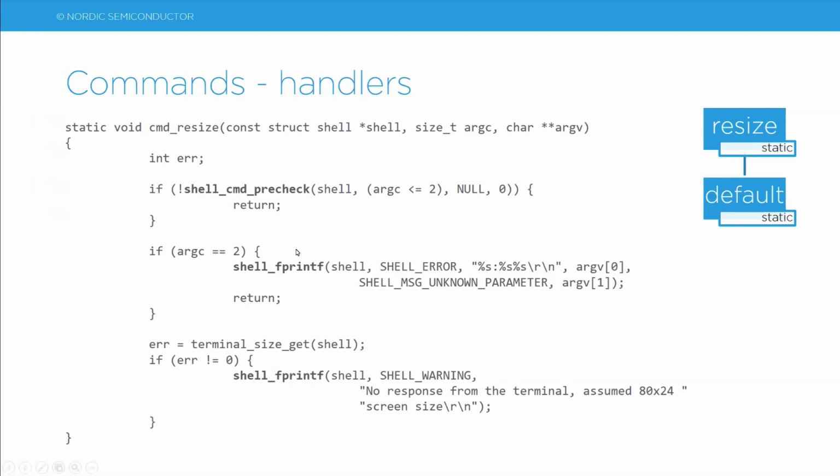Okay, so this is the handler for the resize command. This is interesting. If argc equals 2, we print that it is an unknown parameter. If it is a known parameter, then another handler would be called. We will have a called handler for the default command. So that's why you can distinguish it like that.